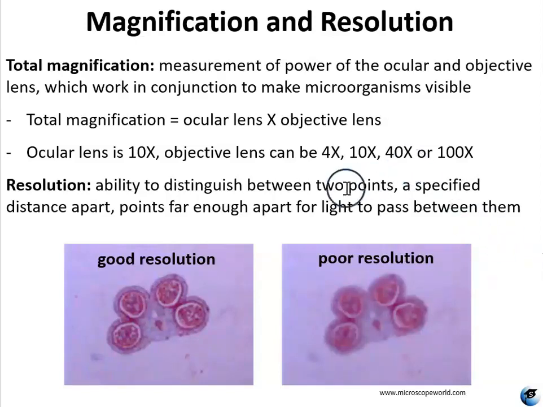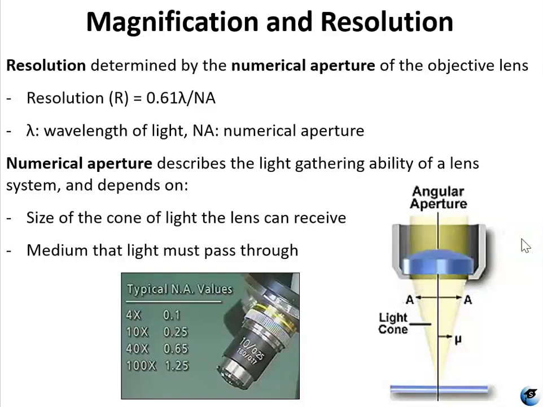So basically what that means is you can have something that is magnified very nicely, but it is blurry, or it's out of focus, or you really can't see the structures. All you can see is the color or the basic shape. In order for it to be clear and focused, you need to have good resolution. Resolution is determined by the numerical aperture of the objective lens that you're viewing your specimen through.